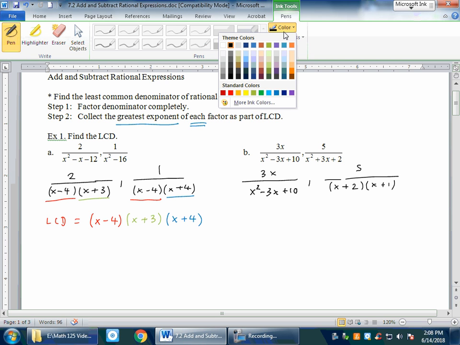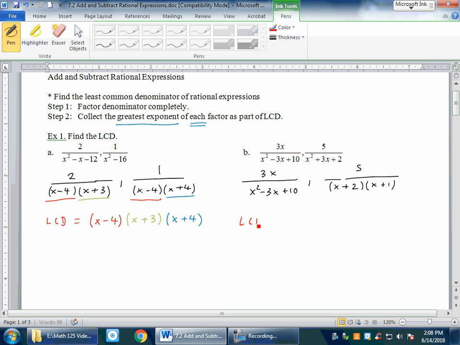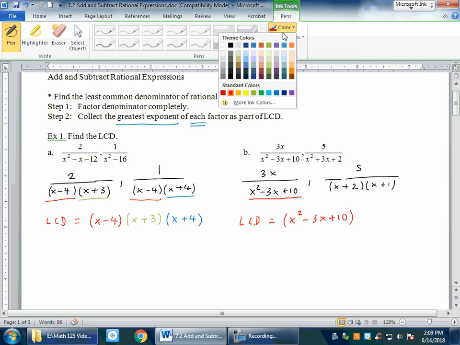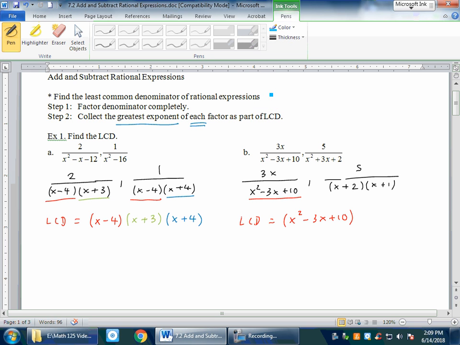So now, collecting the LCD, and this time the LCD will be much easier because you can see that this is the only trinomial in both of the fractions that's not factorable. So that will be part of it. So x squared minus 3x plus 10. And then the other two factors on the second fraction are only what, exponent 1 each. So therefore, those will also be part of our LCD. So technically, this LCD is made up of the original two trinomials.